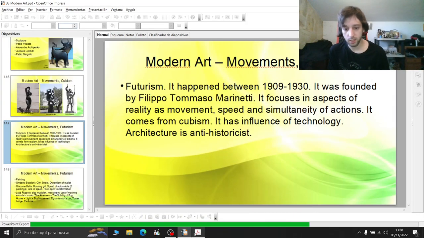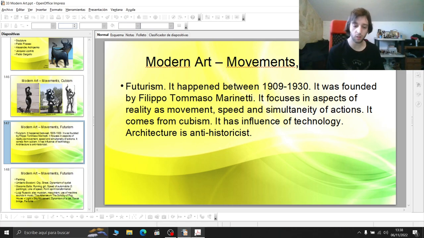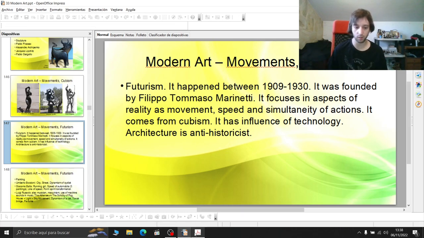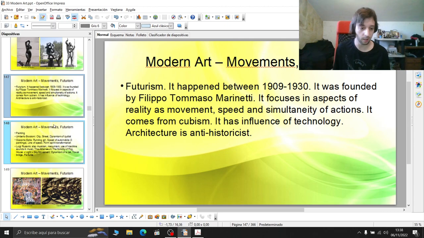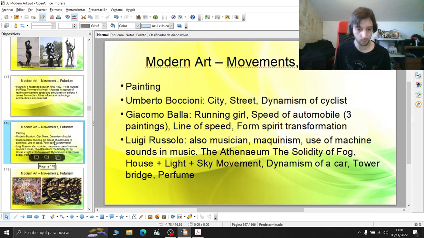Futurism was founded by Filippo Tommaso Marinetti. It focuses on aspects of reality such as movement, speed, and simultaneity of actions. It comes from Cubism. It has the influence of technology and architecture, and its architecture is anti-historicist. Here I will talk about all three things.